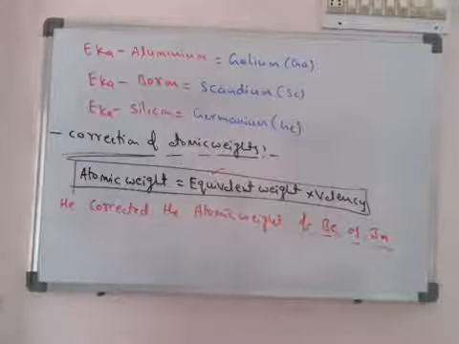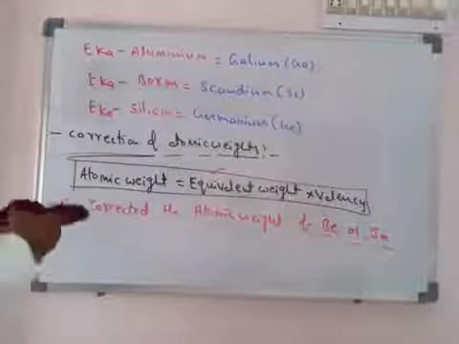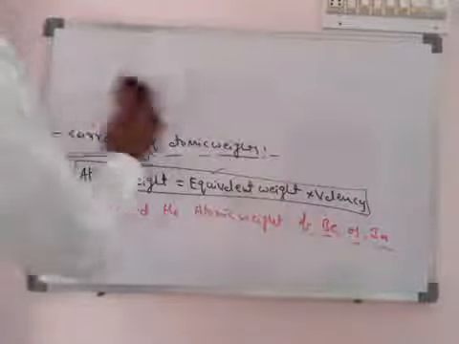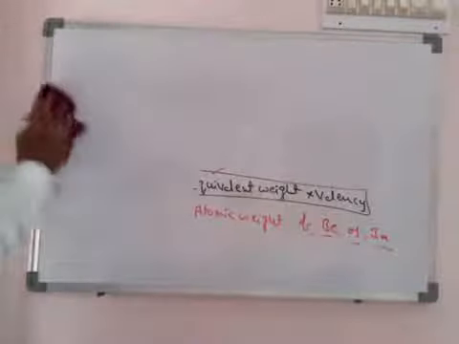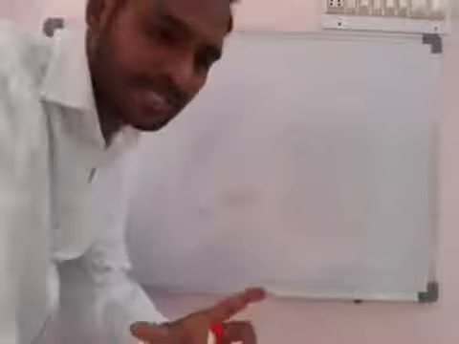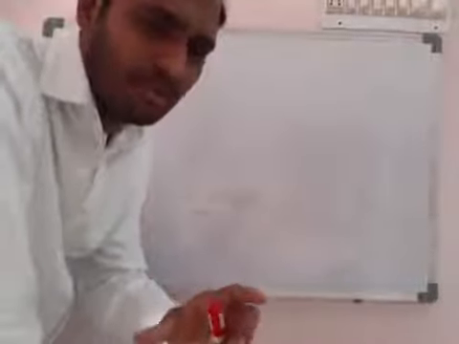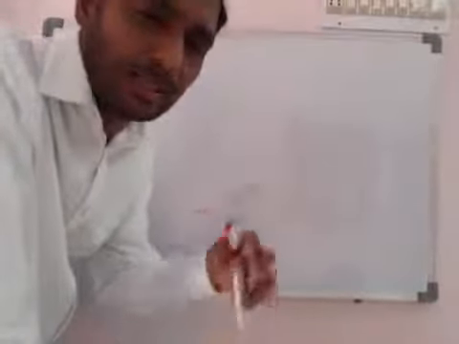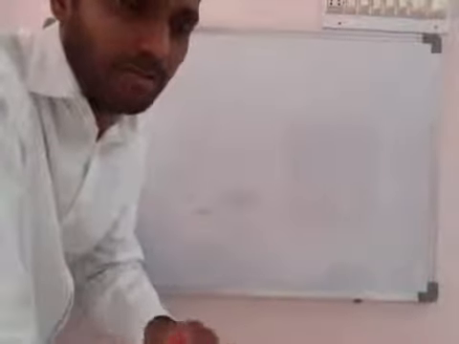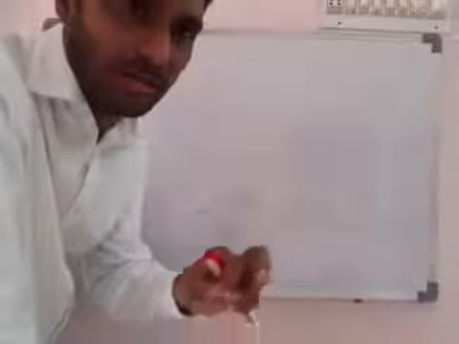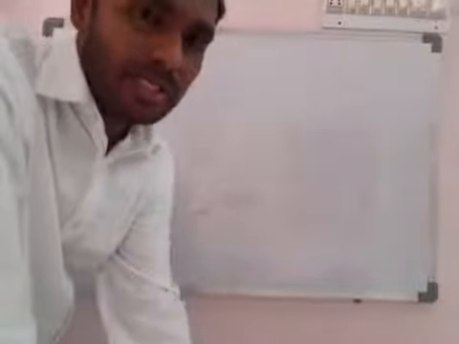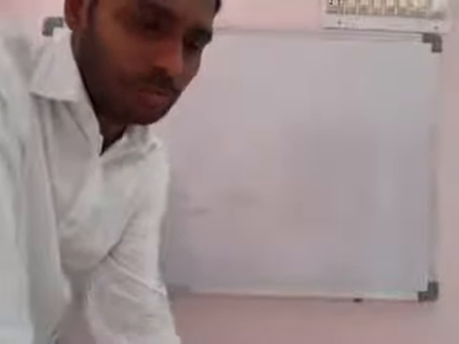So this is about Mendeleev's periodic table. Actually there are some merits. Merits means the good things compared to earlier series. Okay, maximum points are covered in this. Next, one more important point: the last vertical column, that is the eighth group, was not subdivided into two parts.